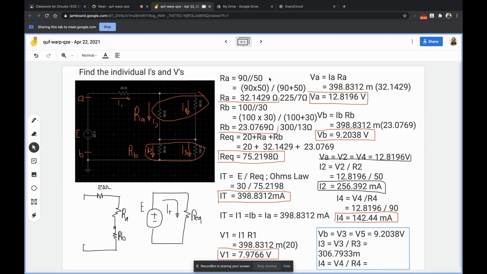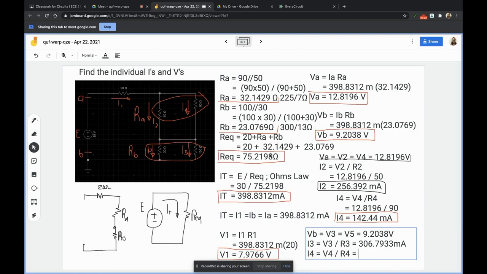306.79 milliamp. Then our I4, the summation should still be 398. Ay, sorry. I4 talaga. I5, sorry. I5. R5. Okay. 92.038 milliamp.